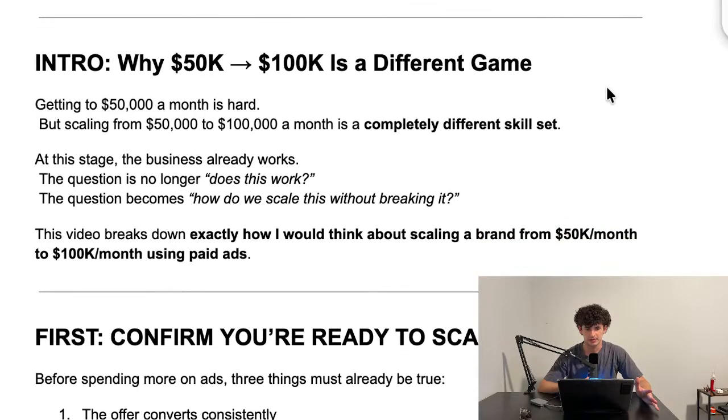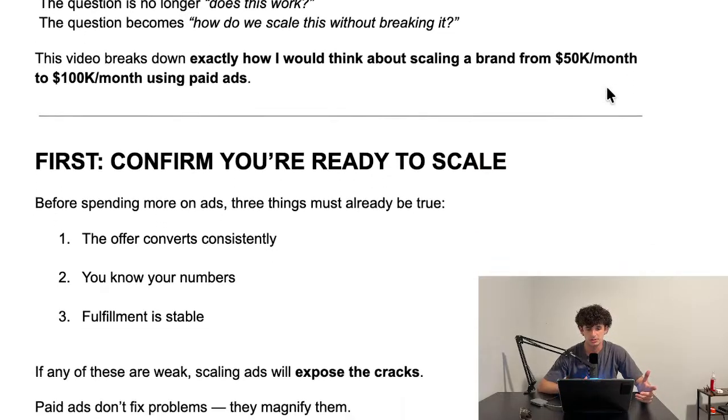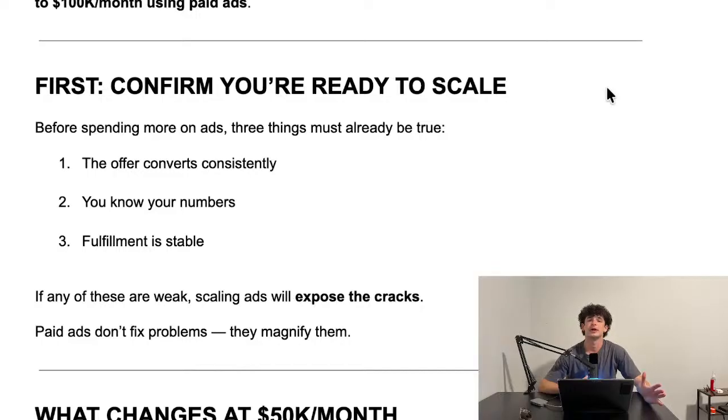But obviously here I'm going to break down exactly what I think a brand should do if they're at $50,000 a month, because I've seen this a lot. A lot of brands are very scared about being at the position they're in, right? So if they're at $50,000 a month, a lot of businesses just stay stuck there and they don't actually scale, because usually they're scared to reinvest their profits and they want to start keeping some of the money. So again, first you have to confirm you're ready to scale. Right, you have to figure out multiple things, right? So you have to make sure your offer's still converting. You got to know your numbers. You got to know your fulfillment. Also, you have to understand your cost per acquisition, right?